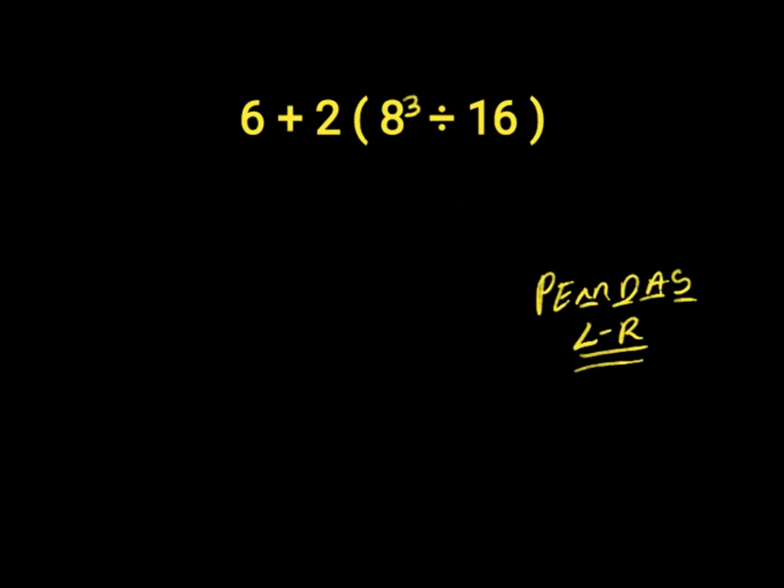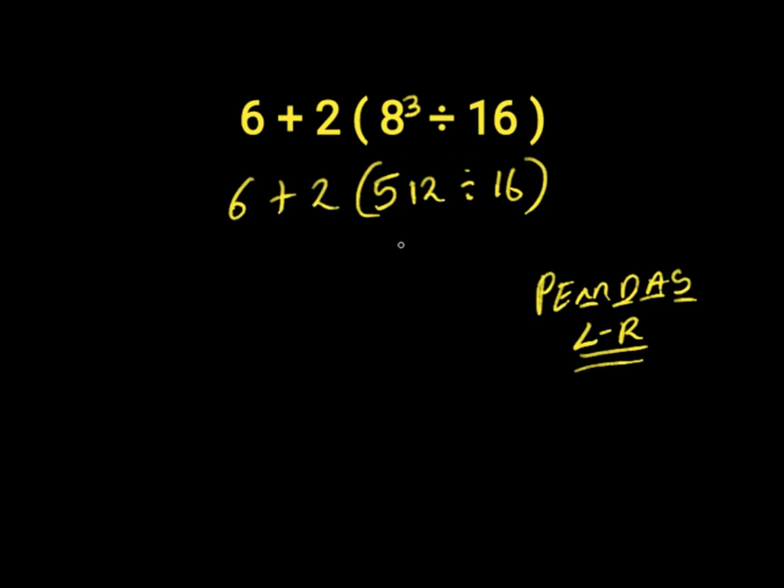First of all, we are going to solve our parentheses, and in our parentheses we have an exponent, which is 8 to the power of 3. 8 to the power of 3 is 8 times 8 times 8, which is 512. We have 512 divided by 16. Then put down our 6 plus 2 here.